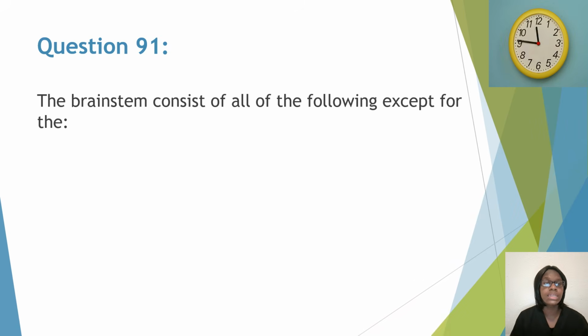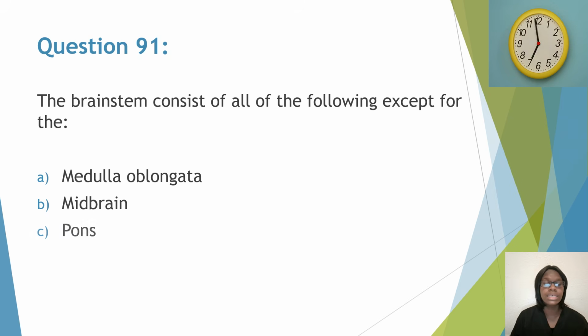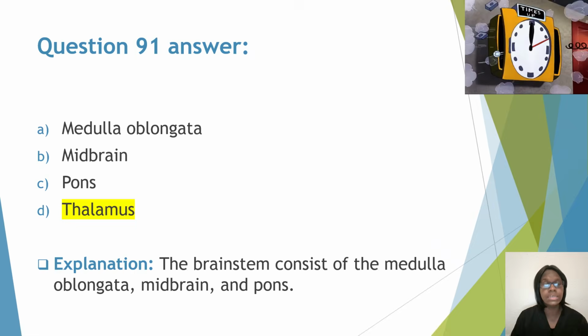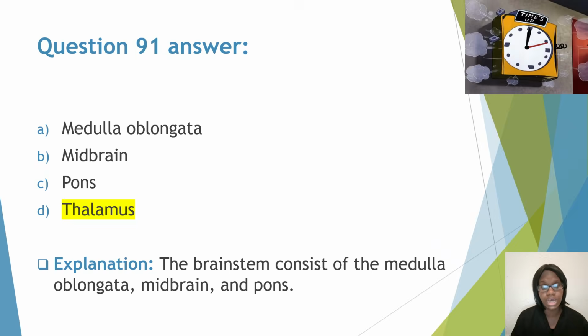Question 91. The brain stem consists of all of the following except for the A, medulla oblongata, B, midbrain, C, pons, D, thalamus. All right, the correct answer is D, thalamus. The brainstem consists of the medulla oblongata, midbrain, and pons.